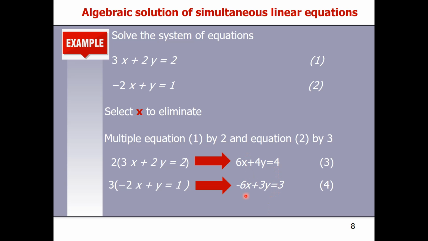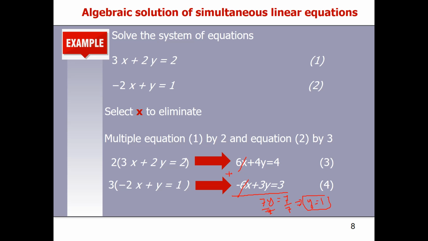So by adding equation number 3 and 4, what you will get here, if you add these two equations, then 6x minus 6x is 0, 4y plus 3y is 7y equals 7. And then by dividing both sides by 7, you will get y equals 1.